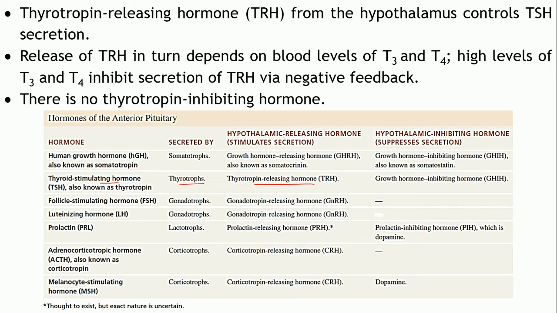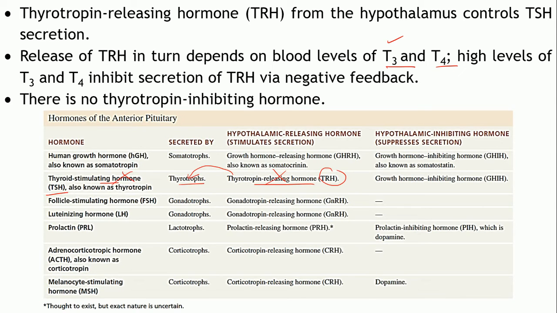So, it will promote the release of TSH from the thyrotropes, and this TRH level in turn will depend upon the level of T3 and T4. T3 and T4 are the thyroid hormones, release of which is promoted by TSH, right. So, what will happen if there are high levels of these hormones? Obviously, it will inhibit the release of TRH, and in turn it will inhibit the release of TSH through the negative feedback mechanism.